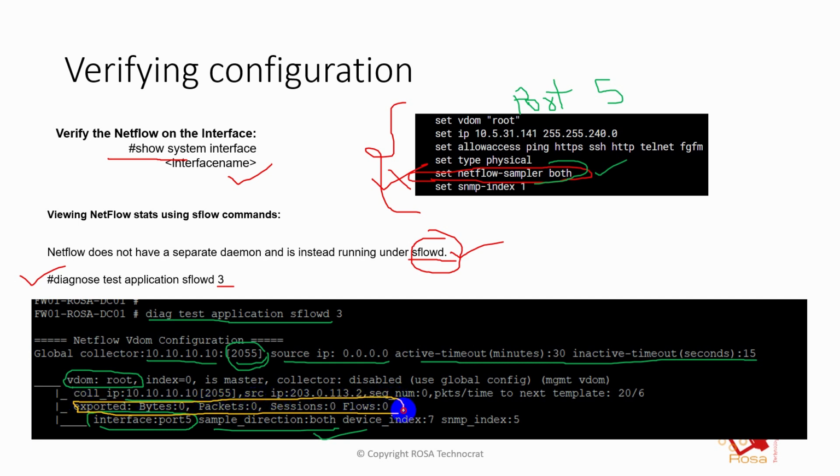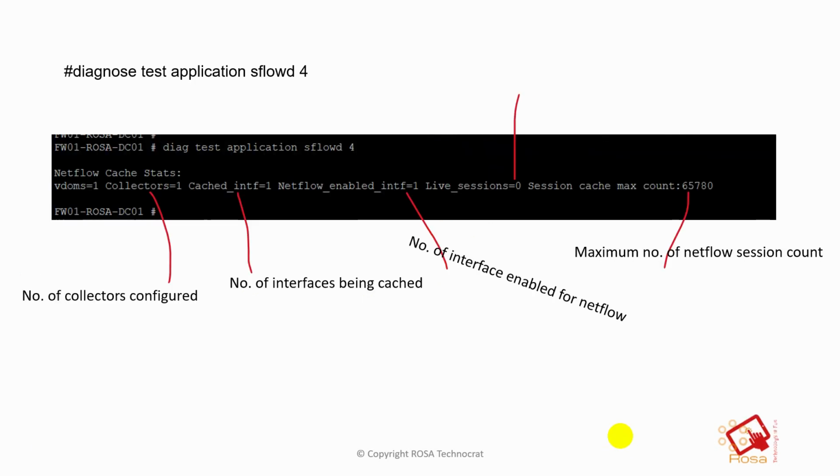Basically, I took this screenshot just on a test device when there were no flows. And then you can see the time to next template. This time to next template basically defines the template timeout values. And yeah, that's it. When you are using diag test application sflowd 3, you can use this.